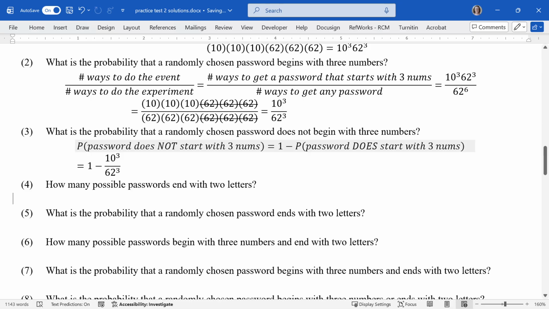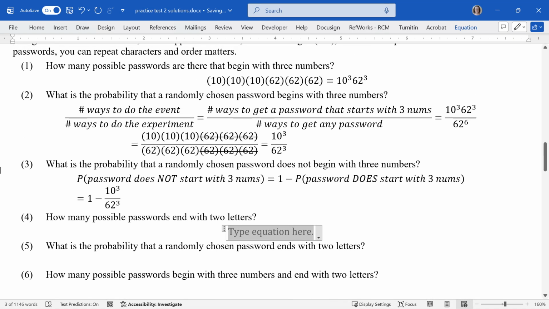Okay. How many passwords end with 2 letters? Now we're back to counting. It's not probability, it's just counting. So we're going to multiply together some numbers or maybe add some numbers. So we're going to do this the same way we did the first one. Passwords, the order of selection of the characters matters. So I can break this into 6 decisions, just which character goes first, which character goes second, which character goes third, and I multiply together the number of options I have for each decision.